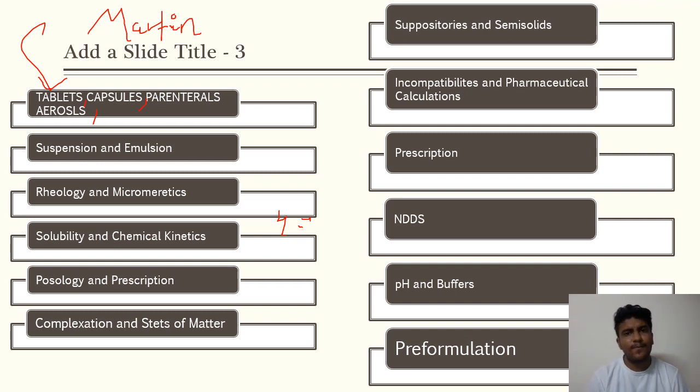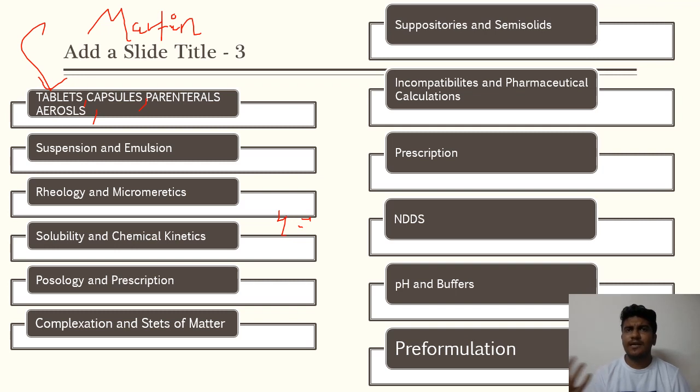Next on priority will be posology, because the formulas for posology pop up straight into exams, either in the form of numericals or in the form of case studies. Like they'll tell you there's a child who's 2 years old, or something like that. They might give you the age in months. So you should know that if it is in months, you have to apply Fried's formula. If it's up to 12 years, you have to apply Young's formula.